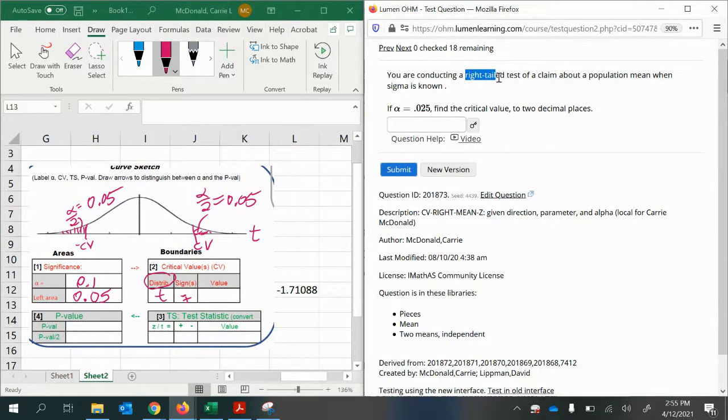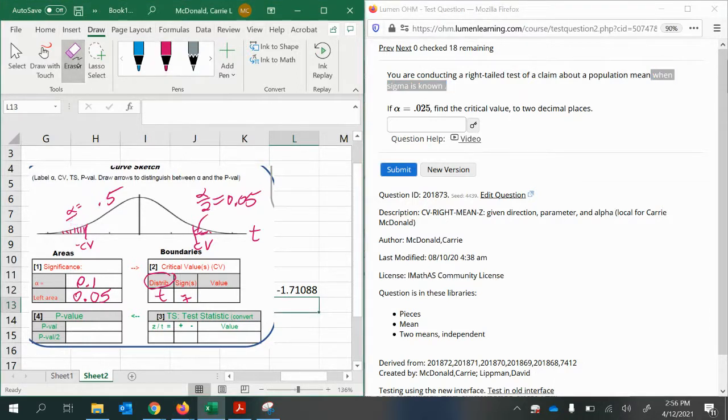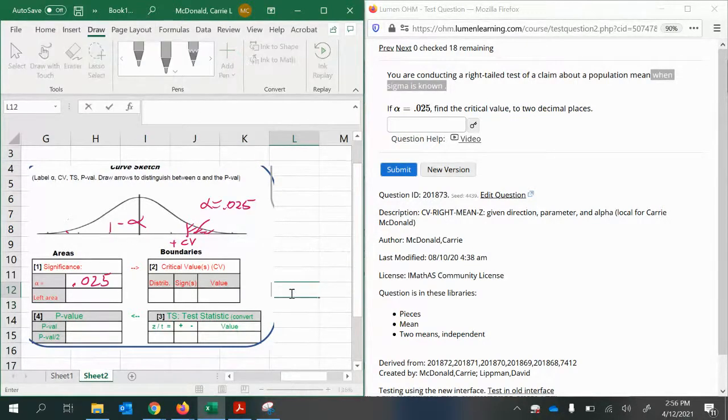All right, here we are conducting a right-tailed test of a claim about a population mean again when sigma is known. Okay, so a couple different things changed here. All right, so let's write in the stuff that has changed. We have alpha is 0.025. This is a right tail test, so it's going to be a positive critical value with an area all in one tail of the total alpha 0.025. And the left area would be 1 minus alpha, right? So we're going to have to calculate 1 minus alpha as our left area. So what is 1 minus 0.025? It is 0.975.